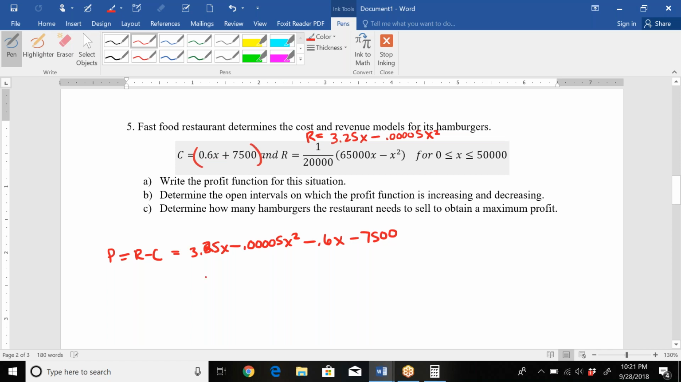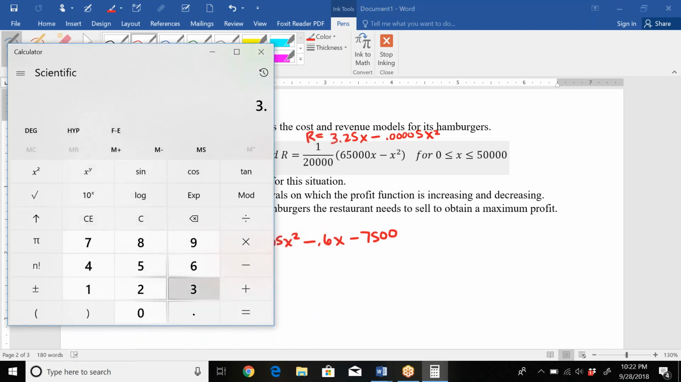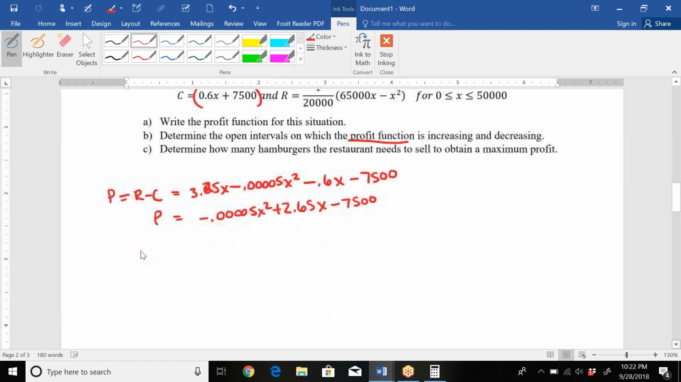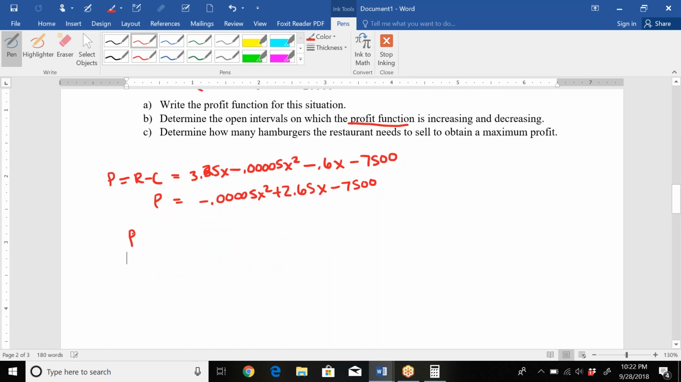So if we clean that up, that's going to be negative 0.00005x squared. 3.25 minus 0.6 is 2.65, and that would be positive x, and then minus 75,000. So there's my profit function. And then it says determine the open intervals on which the profit function is increasing or decreasing. So we need to take the derivative of the profit function, the marginal profit.